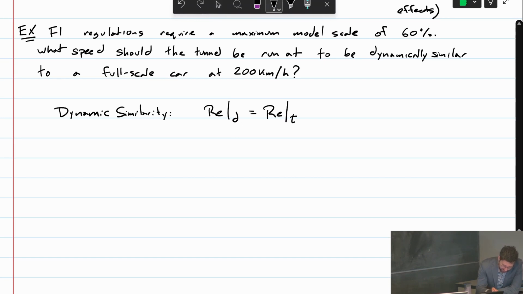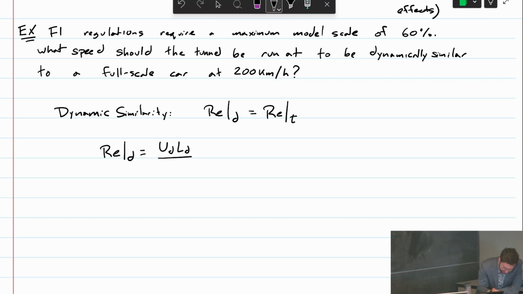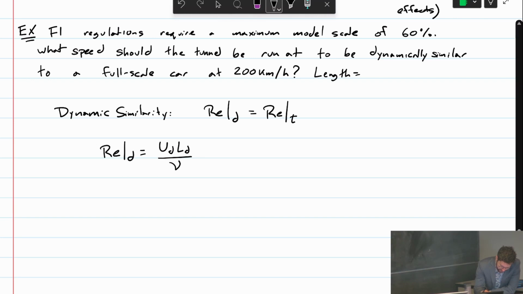So the Reynolds number of our design is going to be U design times the length design over nu. I'm going to use nu. I also am going to give some information on the question. So let's say the car's design scale length is 5.63 meters. So it's 5.63 meters long, the full scale car, the design scale.